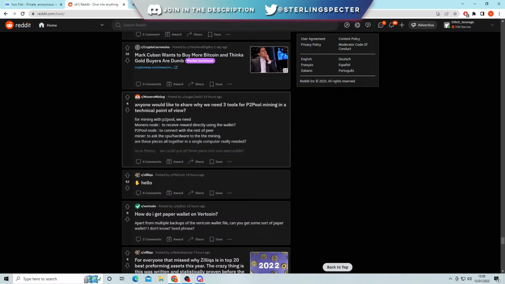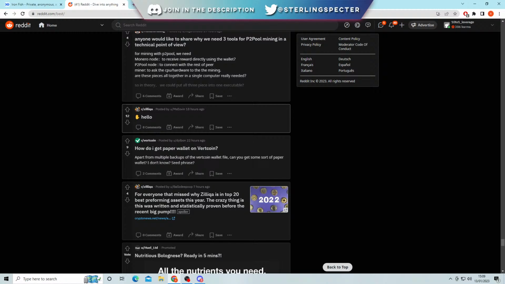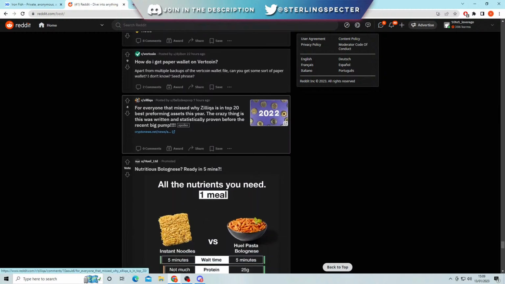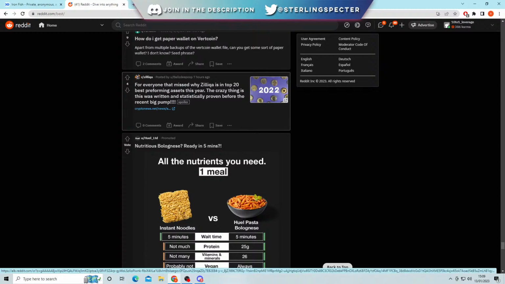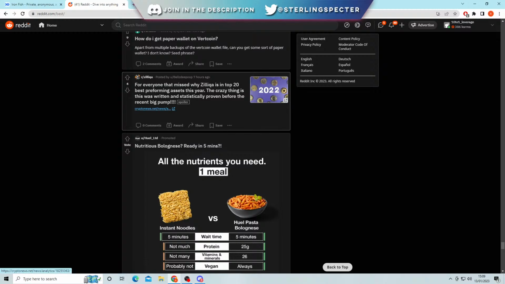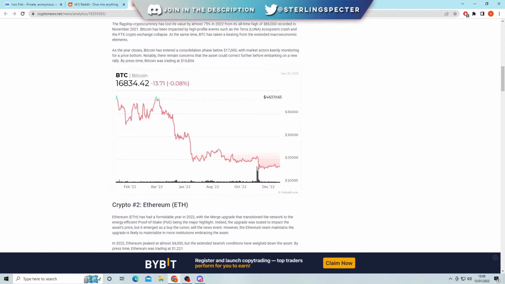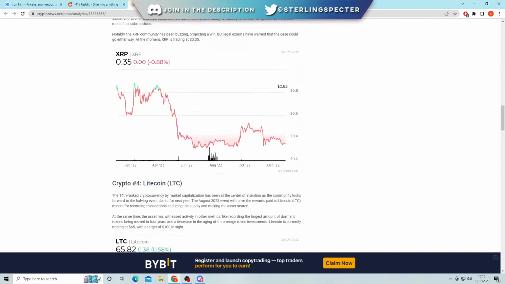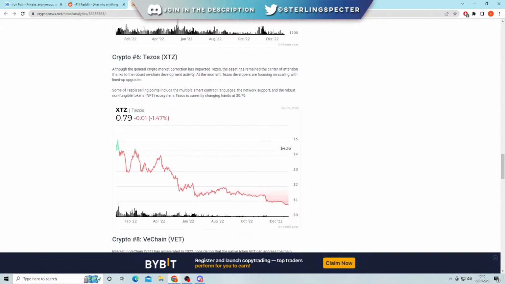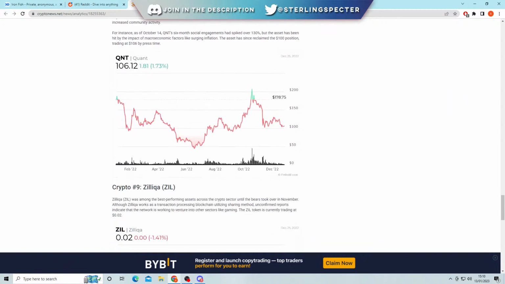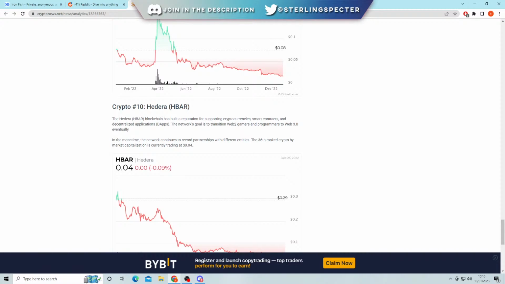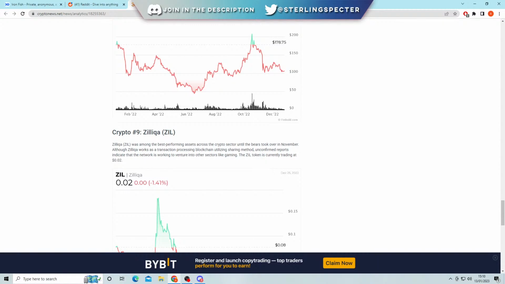Anyone like to share why we need 3 tools for P2Pool mining from a technical point of view? How do I get a paper wallet on Vertcoin? Everyone that missed why ZIL's in the top 20 best performing assets this year. The crazy thing is it was written and statistically proven before the recent pump. Let's have a look at this. Okay, Bitcoin, Ethereum, XRP. Where is Zilliqa? The HBAR blockchain has built a reputation for supporting. Okay, sorry, this is the one.